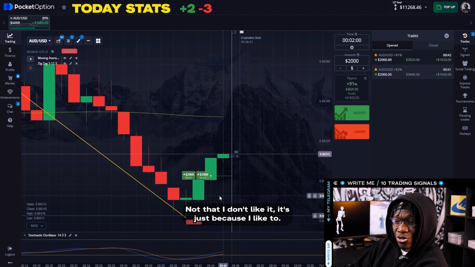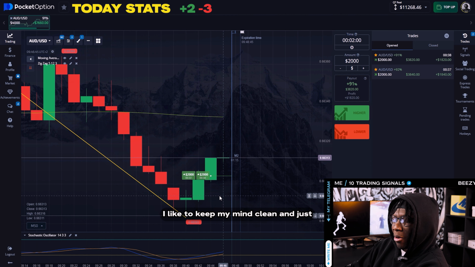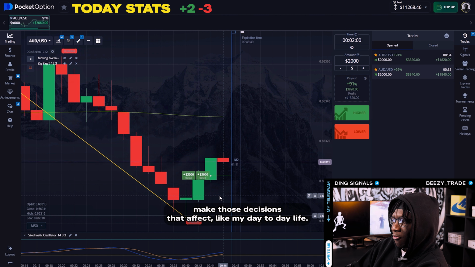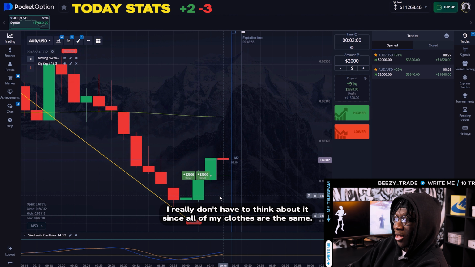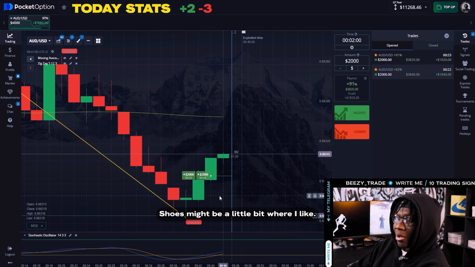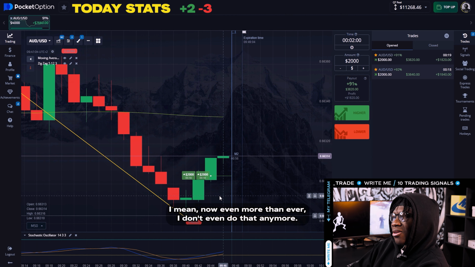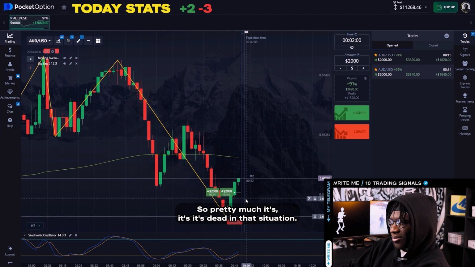Not that I don't like it, it's just because I like to keep my mind clean and just make those decisions that affect my day-to-day life. So like making a decision about what to wear, I really don't have to think about it since all of my clothes are the same. So I just pick it up. Shoes might be a little bit where, now even more than ever, I don't even do that anymore. So pretty much it's dead in that situation.